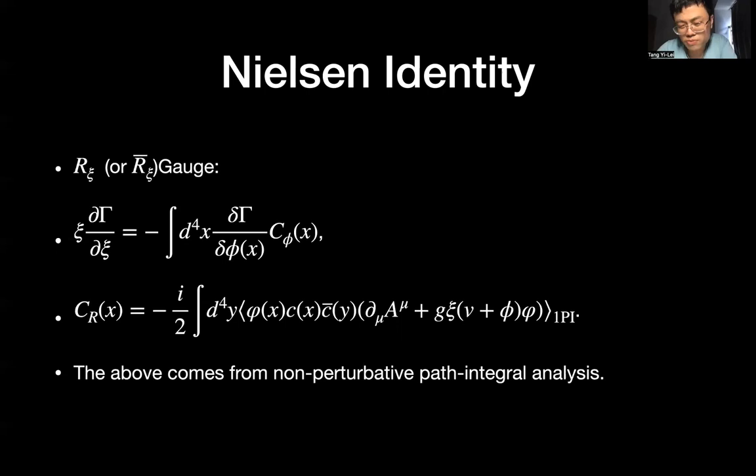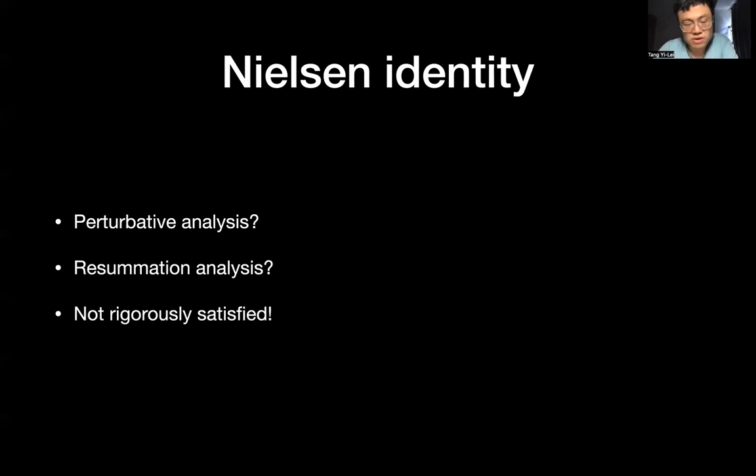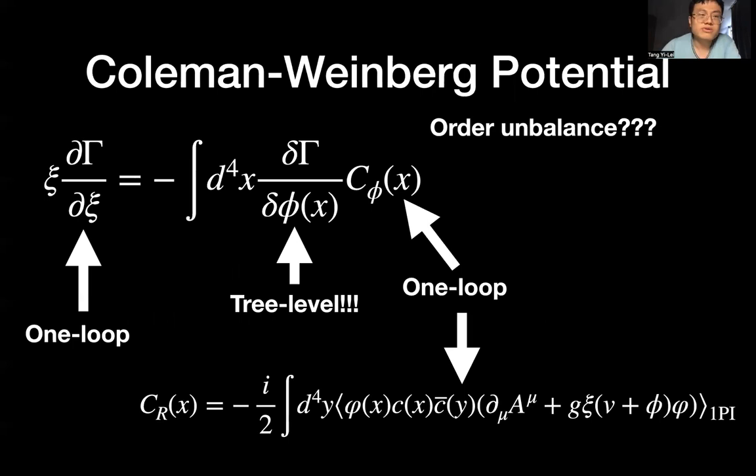However, in the literature, when people prove the Nielsen identity, all the above discussions depend upon the non-perturbative path integral analysis. However, it is very difficult for us to sum over all of the possible diagrams when we are calculating the effective potential. So practical calculations in the literature all involve perturbative analysis or at least resummation analysis. But this resummation analysis is not the full resummation, it is only partial resummation. So if we just resum a fraction of all the diagrams and substitute this result into the Nielsen identity, we will always find that the Nielsen identity is never rigorously satisfied. So this is the problem.